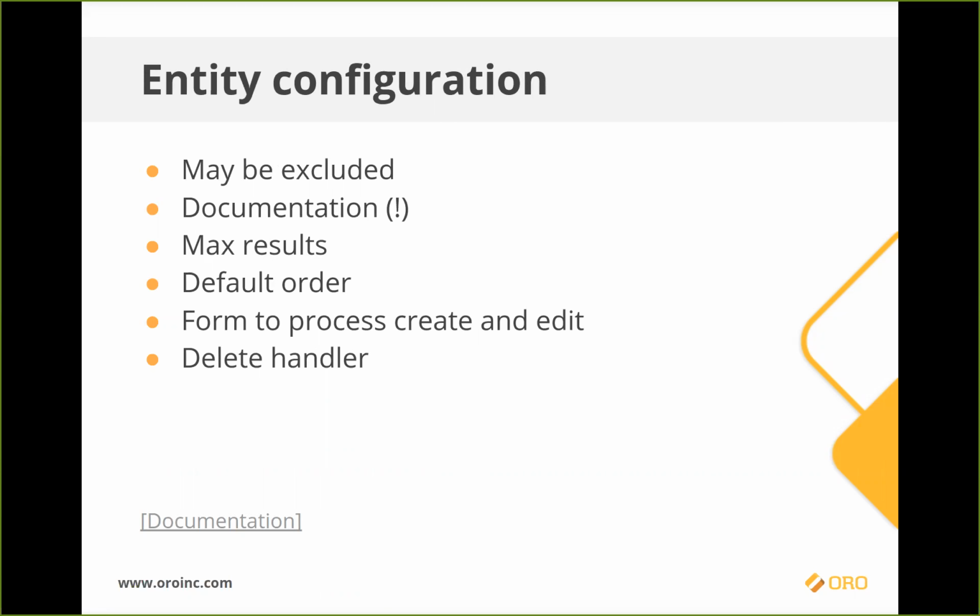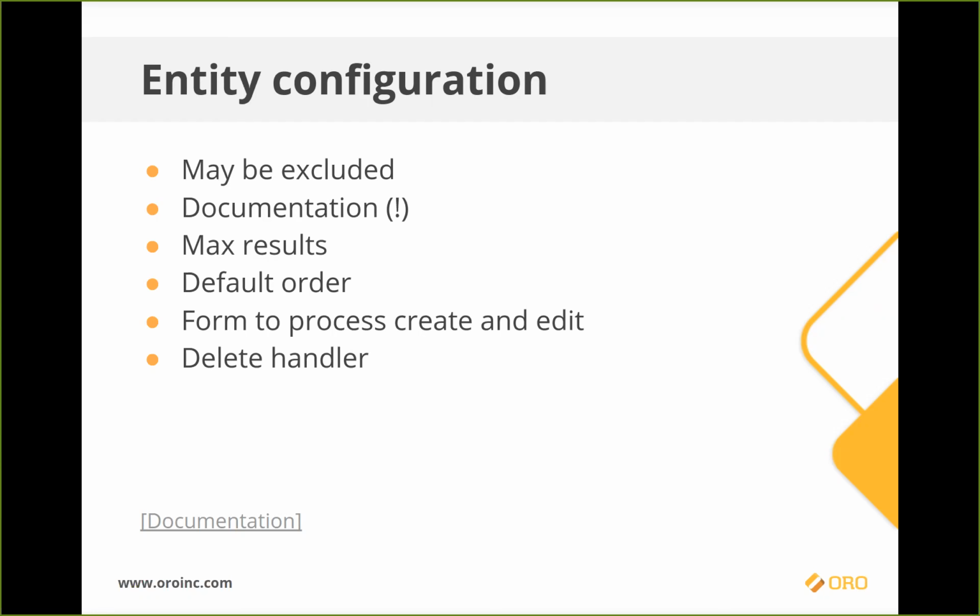So for the entity configuration, first of all, we may exclude it. Then we really strongly recommend to add some documentation. Please remember that sometimes your clients will not be aware of your system, so they will need it. You can also set max results for this specific entity. You can set what is the default order when you return the list of records of this entity. You can add custom form to process, create, and edit. And also for those forms, we'll be able to create custom listeners. So those listeners will be only for the APIs, not for the forms if you use them in the system.